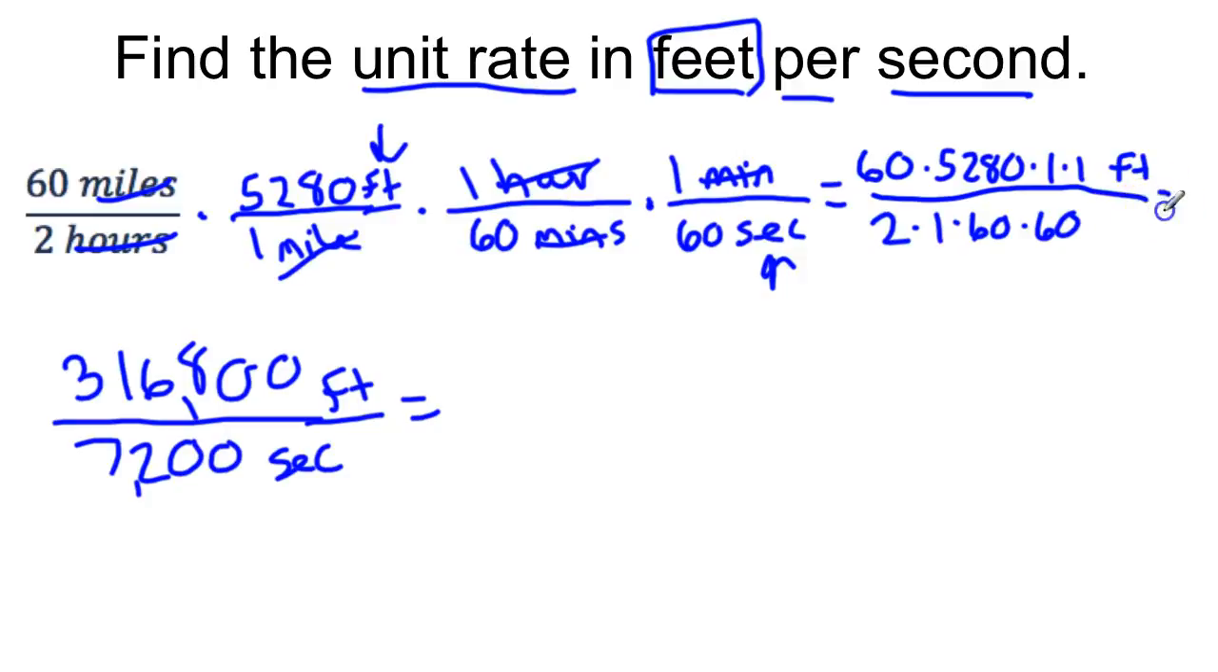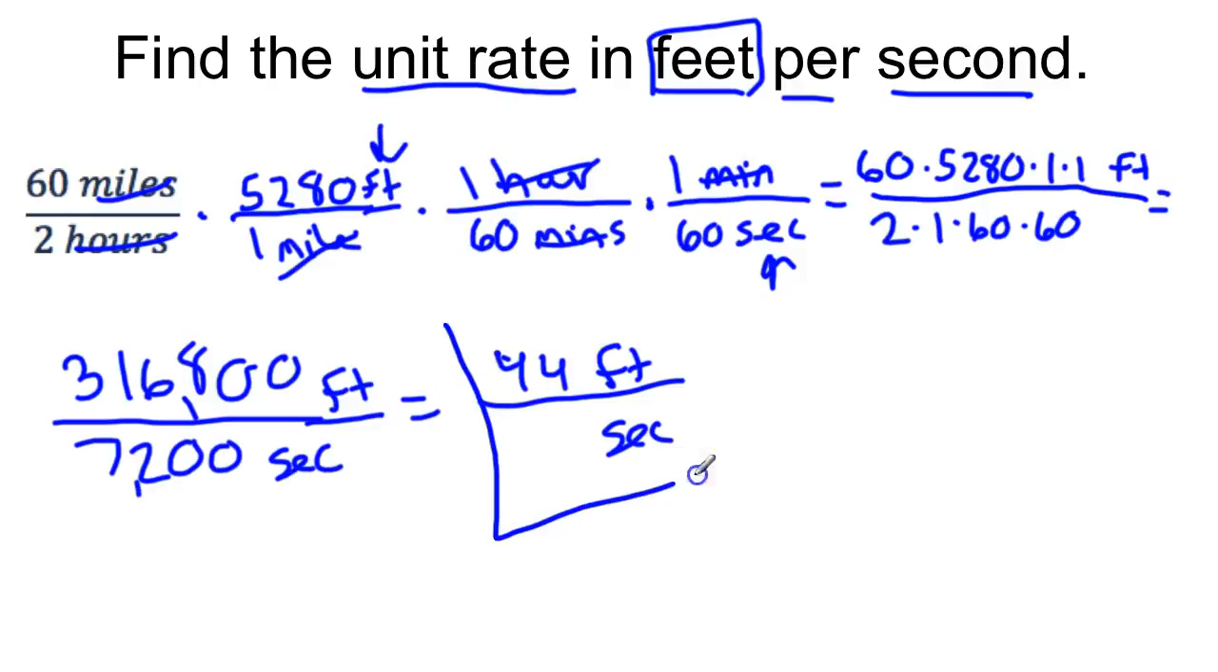All right. To change this to the unit rate, I want to have feet on the top, seconds on the bottom, but I just want 1 second. So to do that, I just take 316,800 and divide it by 7,200. So I'm going to put that in my calculator now. I'm going to divide. I put in my calculator and I got 44 feet per second.